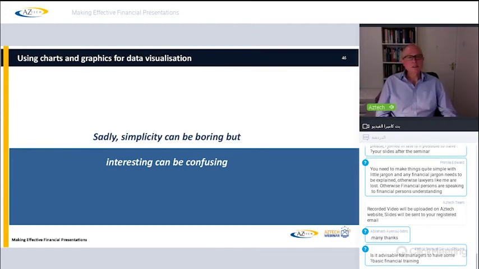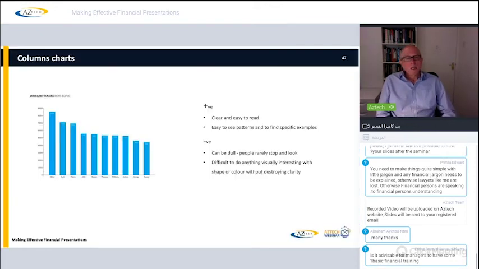So some tips for designing charts and graphics for data visualization for financial presentations. The challenge for us is this: simplicity can be boring, but interesting can be confusing. Let's look at some common graphical techniques that we can use effectively in financial presentations. If you're good with Excel, you'll know how to produce these. The Excel help function online is very, very good. It helps you produce these.